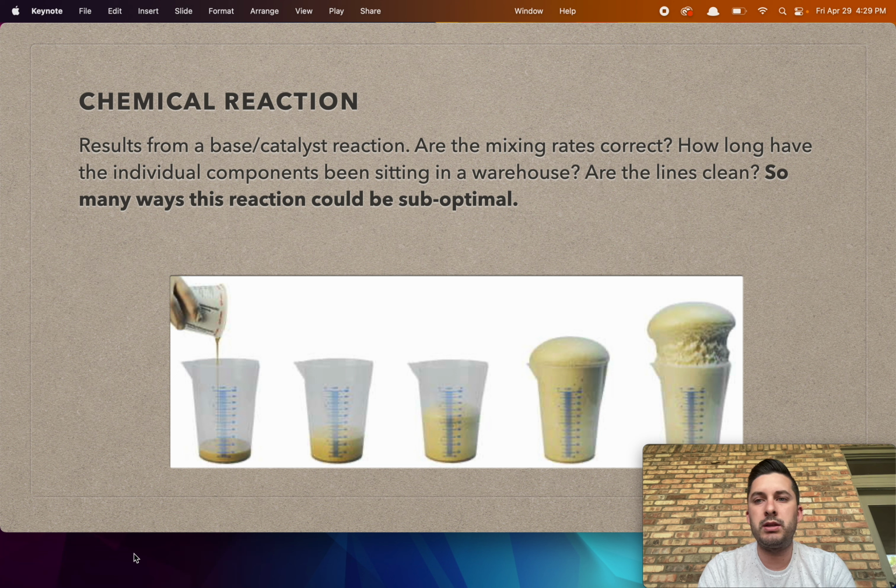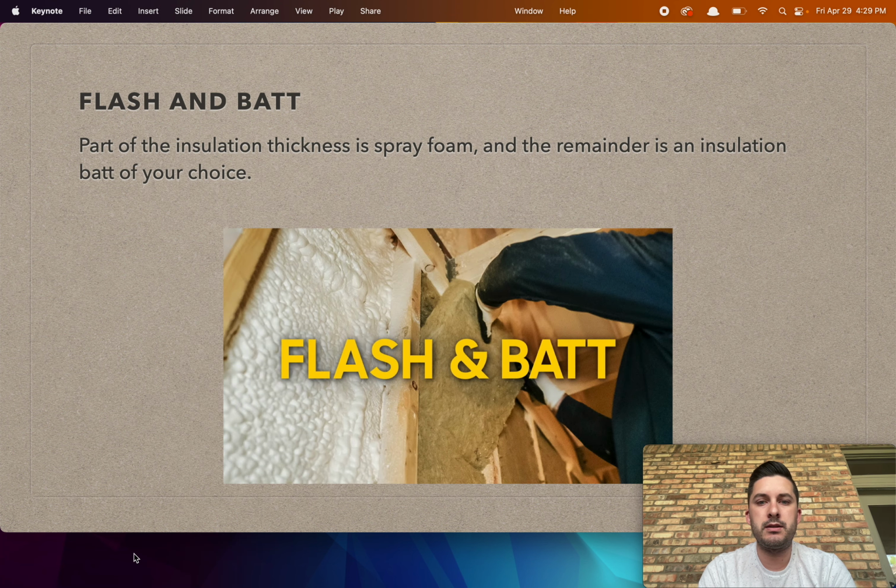Are the lines clean? What is the base and catalyst going through to get to the mixing point? Are there contaminants in the lines that will affect the end product? There are so many ways that this reaction could be suboptimal. Just in that lower portion, this is getting into mixing rates: how much of the base versus how much of the catalyst is present in the reaction. So again, very technique sensitive.